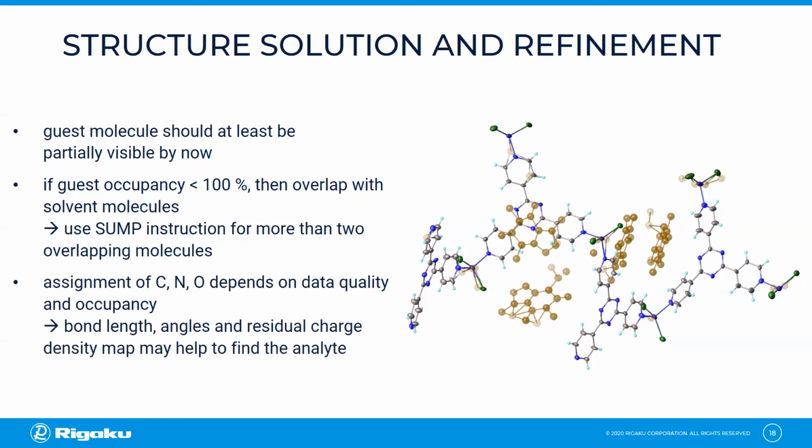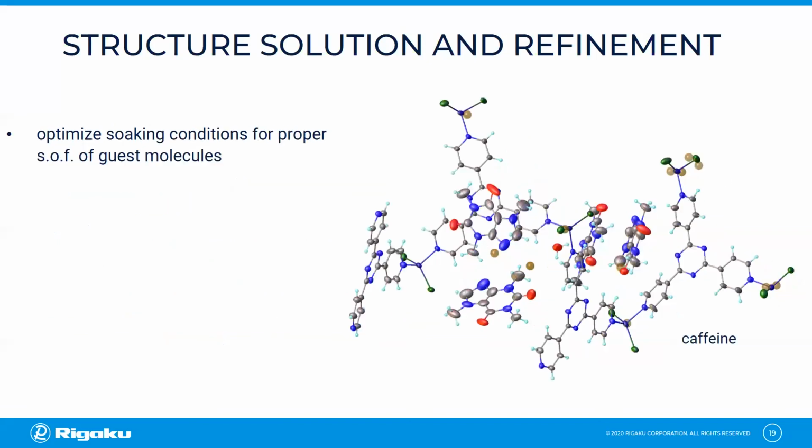Sometimes the assignment of carbon, nitrogen, and oxygen can be difficult. This depends on the quality of the data set, the scaling and absorption correction. Some chemical understanding for the binding motifs and molecular interactions, like in small molecule crystallography, is needed as well to assign the atom sites properly. If the analyte is not visible at all, or only small site occupancy factors are observed, you need to adjust the soaking conditions.